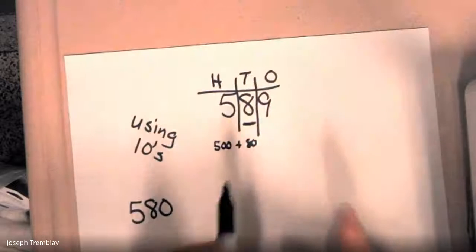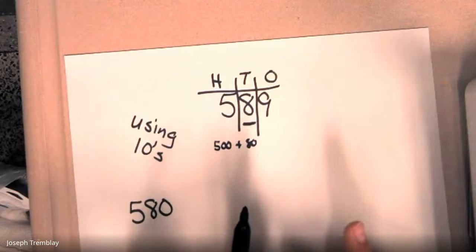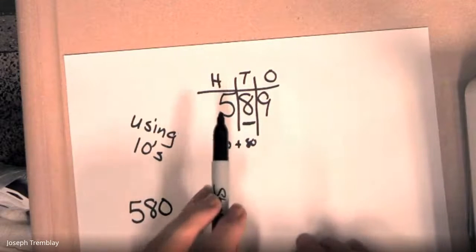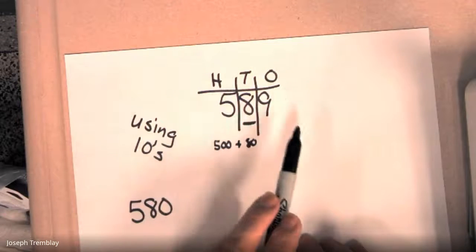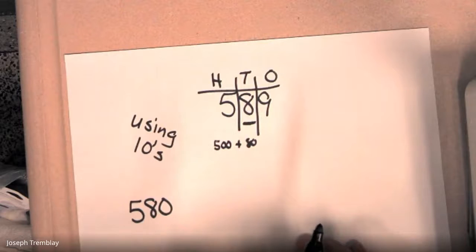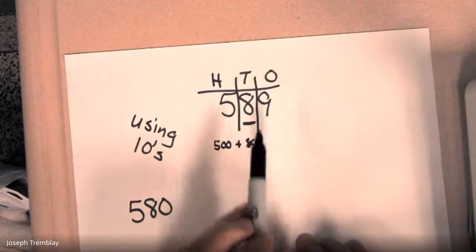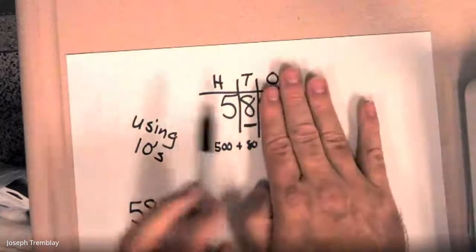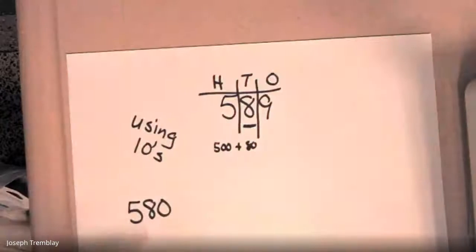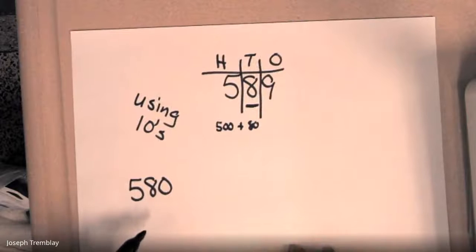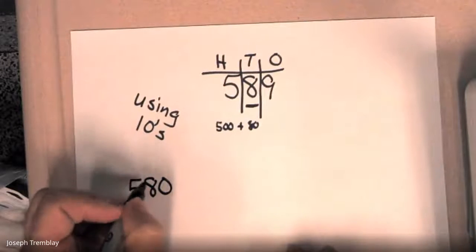Now, when you say this number in word form, you'll hear it. 589. We're not worrying about the 9, though. We're only going to the tens. 580, and there's my benchmark, 580. So I'm going to go ahead and write it down here.